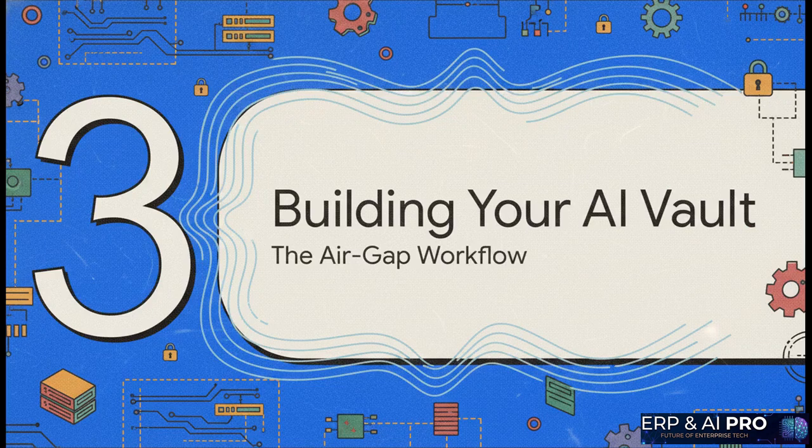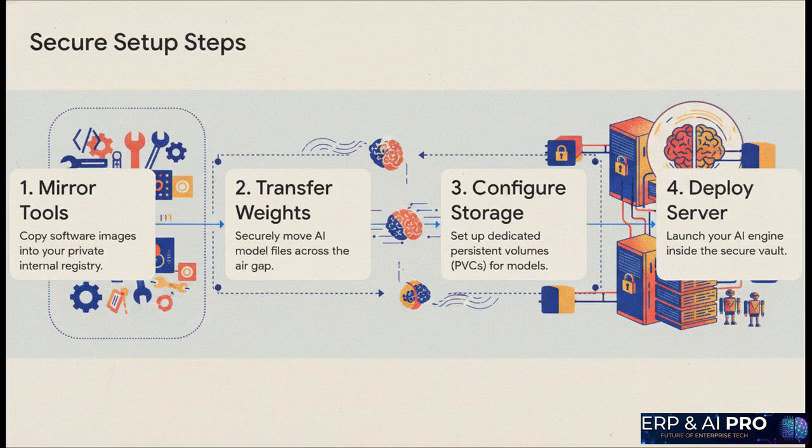So, we've got our tools picked out. How do we actually build this secure AI vault? We've got the blueprints, we've got the parts. Now it's time to put it all together. The whole process really just boils down to 4 key steps. First, we mirror all our tools. We just make copies of them inside our private library. Second, we have to physically transfer the AI model files, the actual brains of the operation, across that air gap. Third, we set up dedicated, super secure storage inside the vault. And finally, we just switch on our AI engine and tell it, hey, the models are right over there. See?